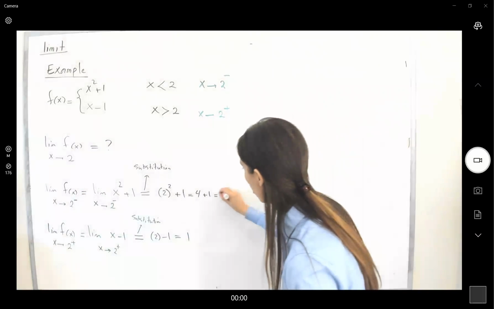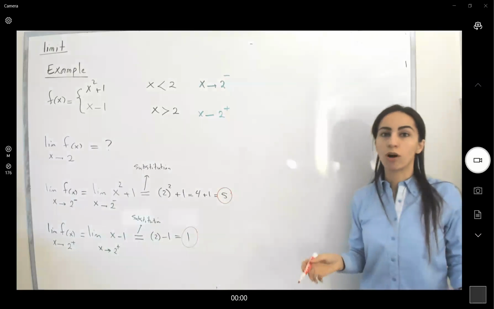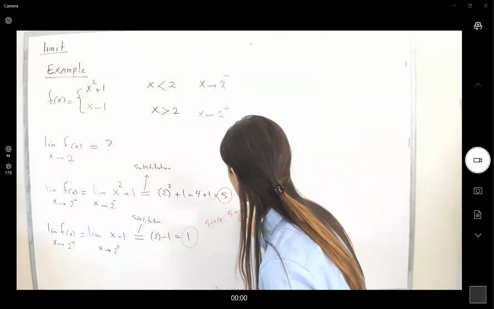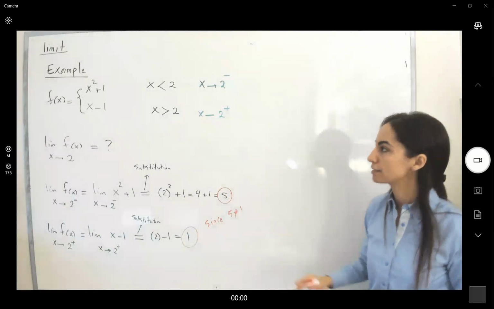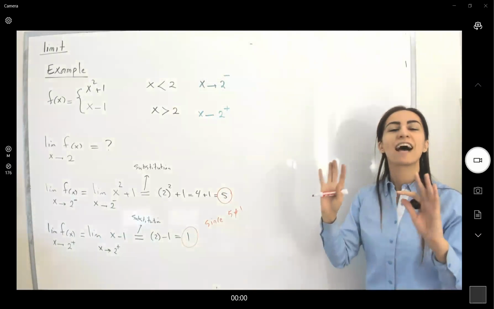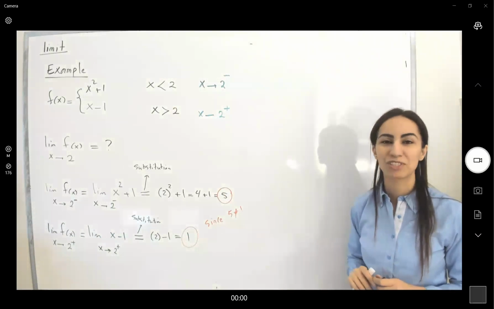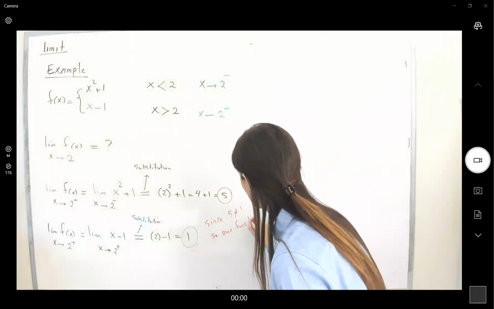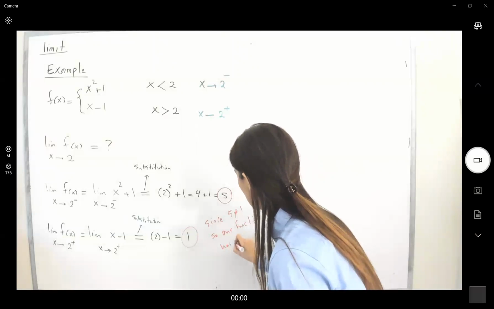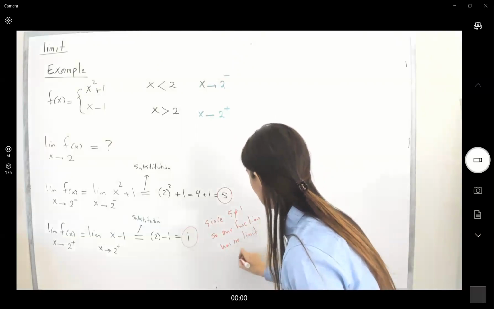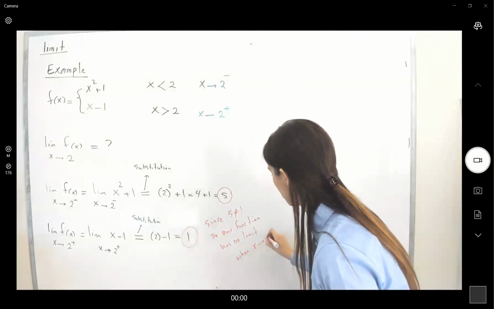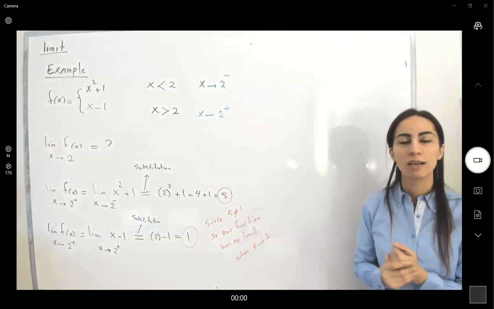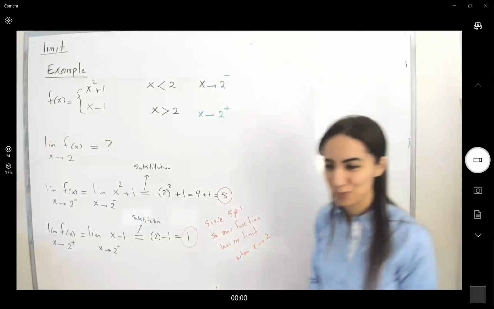So now you try to compare these two values. Your y value is 5, and your y value is equal to 1. Are they equal to each other? You say that since 5 is not equal to 1, it means that this function doesn't have a limit when x approaches 2. So our function has no limit when x approaches 2. Some functions are well-behaved functions, some other functions not so much.